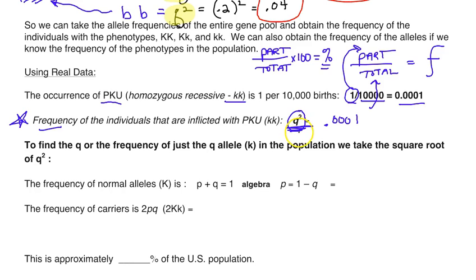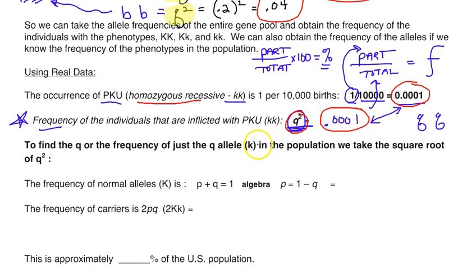If you forget, go to your reference table. q times q, that means you have 2 recessive alleles, is the same number. That's really important that you see that right away: the number for the frequency of the individuals that have the disorder is the same as the frequency that's q squared. These are people, okay, q squared.